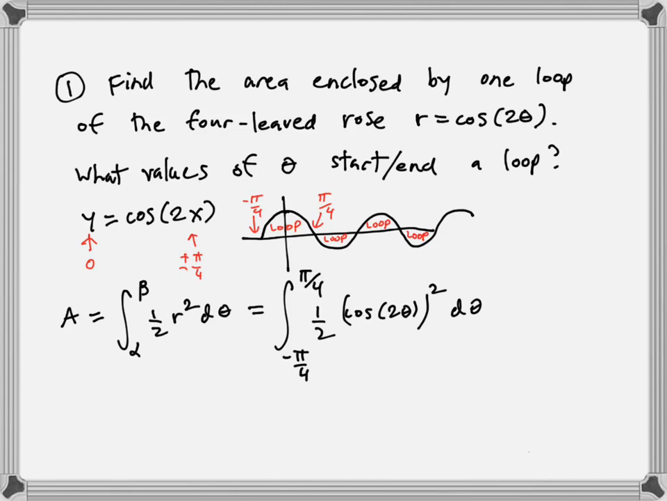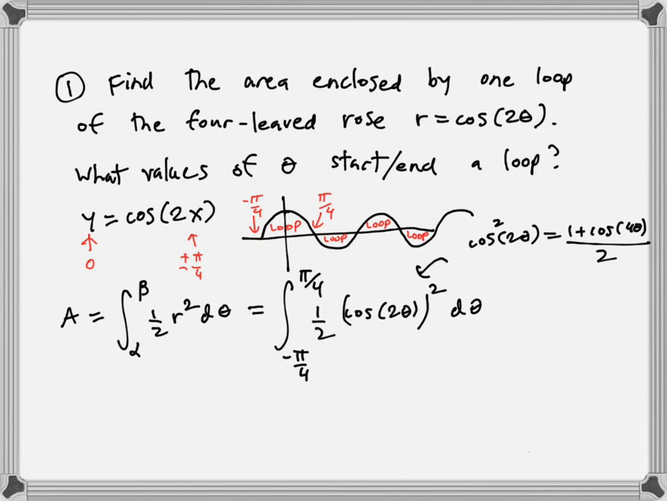And then we can also use half angle. Let me remind you guys of the half angle formula. Cosine squared of 2 theta, which is what we have there, is actually equal to 1 plus cosine of 4 theta, right? Because we have to double it, divided by 2.